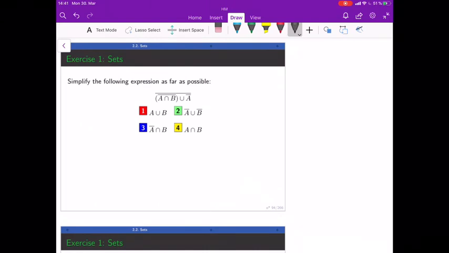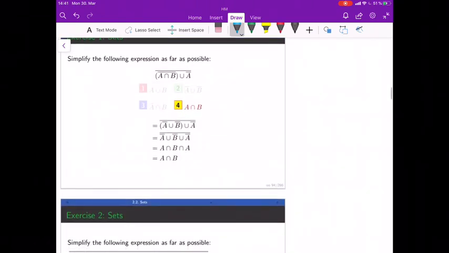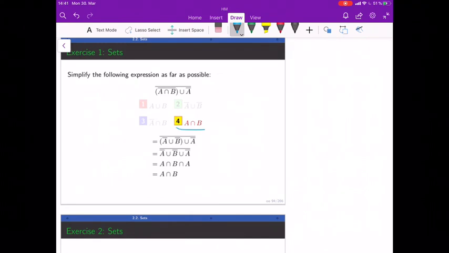I've given you a little expression here. Try and simplify that one using the above laws, and the outcome is one of the 4 alternatives I've given you. Yes, of course. A intersection B is the result.